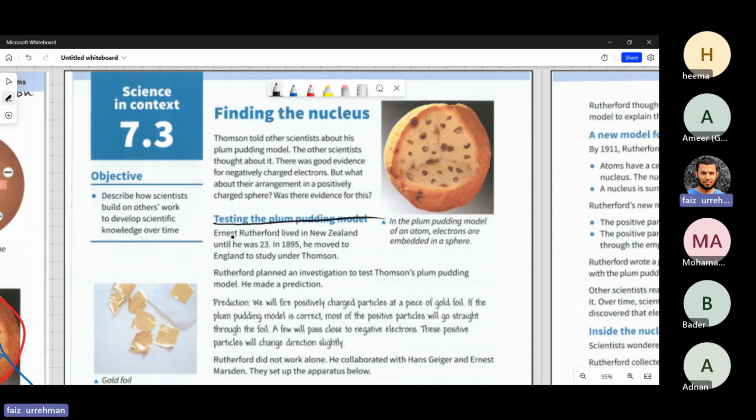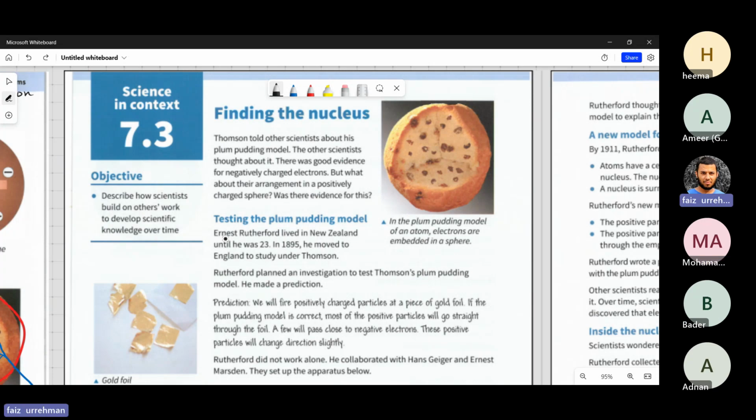Now, Ernest Rutherford lived in New Zealand. You know where New Zealand is? Yes, in Oceania, below Australia. New Zealand also has a very good cricket team.